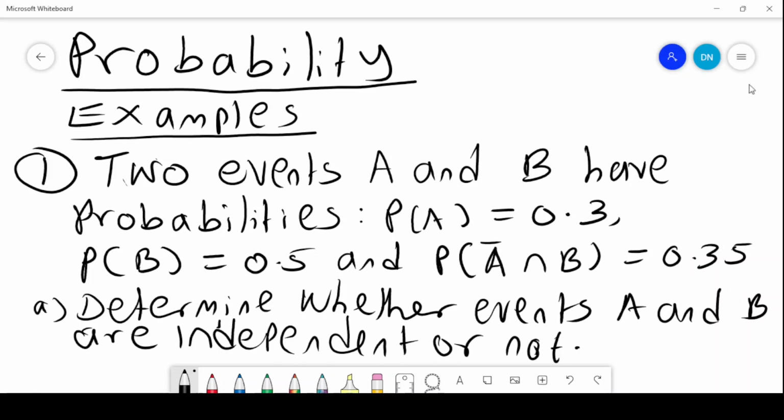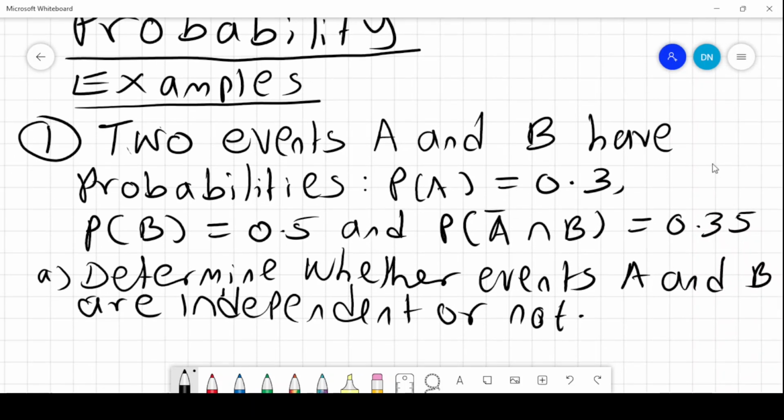Probability, and we want to consider some examples. We are given two events A and B, and the probability of A is 0.3, the probability of B is 0.5, and the probability of the negation of A intersection B is 0.35. So we want to determine whether events A and B are independent or not.